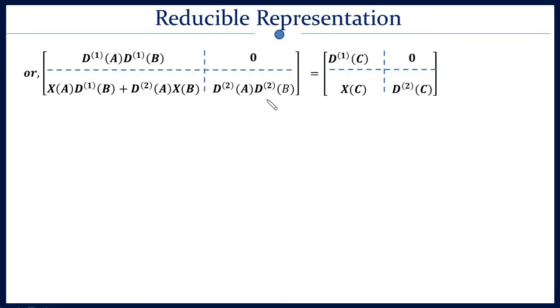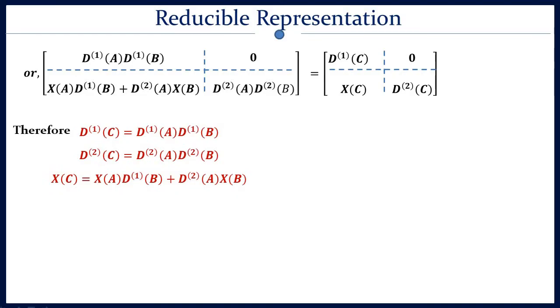Now these are equal matrices, so we just need to compare the corresponding elements. What we will get is D1(C) equals D1(A) D1(B), D2(C) equals D2(A) D2(B), and X(C) equals X(A) D1(B) plus D2(A) X(B). Look at the first two equations carefully: D1(C) equals D1(A) D1(B).